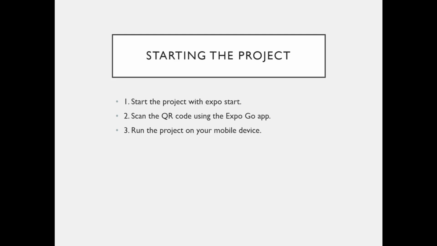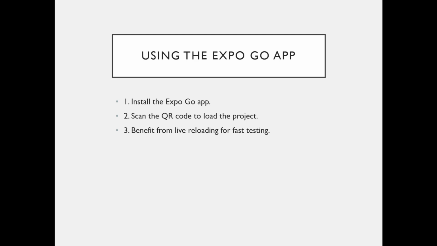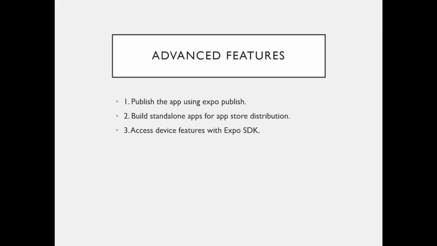This will open a new tab in your web browser with a QR code. Using the Expo Go app: download the Expo Go app from the App Store or Google Play Store. Scan the QR code: open the Expo Go app and scan the QR code displayed in your browser. This will load your project in the Expo Go app on your device. Third, live reloading. Any changes you make in your code will automatically update in the Expo Go app, allowing for fast iteration and testing.